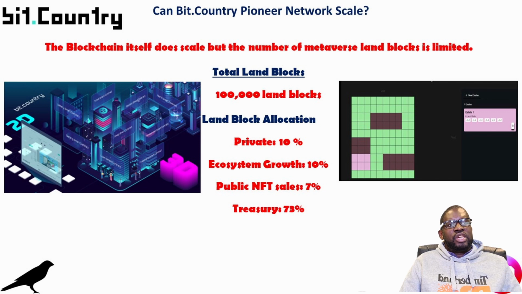Land block allocation: 10% is allocated to private investors, 10% to ecosystem growth, the public NFT sales 7%, and the treasury is holding on to 73%. These will be released periodically through auctions and grants. So you can actually see that the theme of insiders controlling a lion's share of the ETH land blocks or the NEAR token extends to the NFTs themselves, that is the land blocks. The insiders hold quite a lot, so they are going to make the most of this.